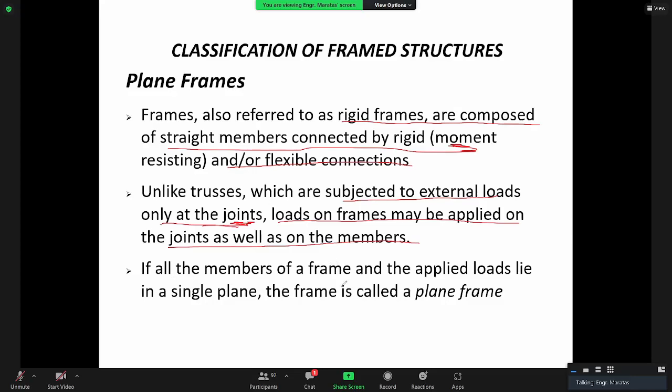No? If all the members of a frame and the applied loads lie in a single plane, well, the frame is called a plane frame or a 2D frame. Okay? So a 2D truss, okay, if it's a truss that lies in a single plane, so that's a 2D truss. No? If it's a frame, that's a 2D frame. To distinguish this from the three-dimensional frames. No?